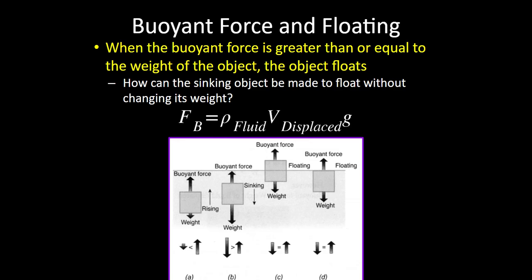And then just a couple about buoyant force and floating. When the buoyant force is greater than or equal to the weight of the object, it floats. So how can a sinking object be made to float without changing its weight? You change its volume. You make it bigger. Increasing the volume increases the buoyant force. So here's an instance where the buoyant force is greater than the weight, and this thing will rise.